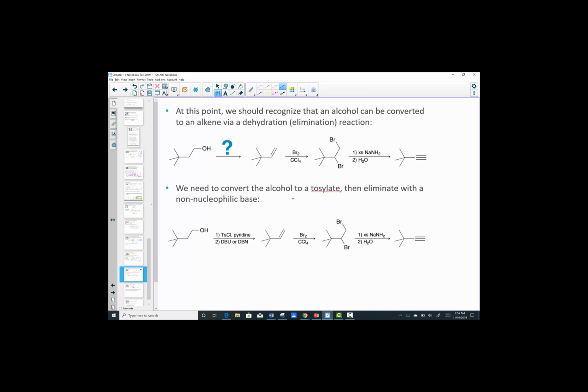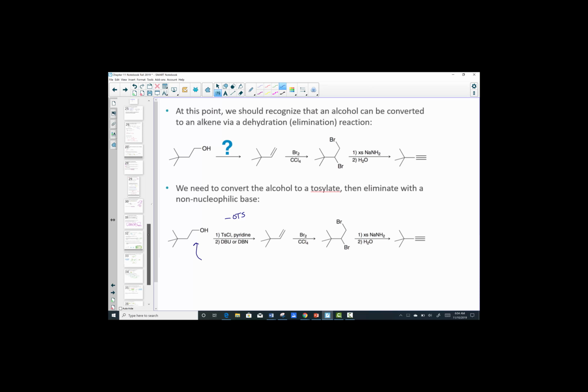With this step, we need to convert the alcohol to a tosylate and then eliminate with a non-nucleophilic base. If I'm asking the alcohol to leave, we have discussed numerous times about looking at an opportunity to make it a better leaving group. So step 1 is just really converting that alcohol, which is a poor leaving group, into a better leaving group using tosyl chloride and a pyridine workup. And then going back to your toolbox with a non-nucleophilic base.